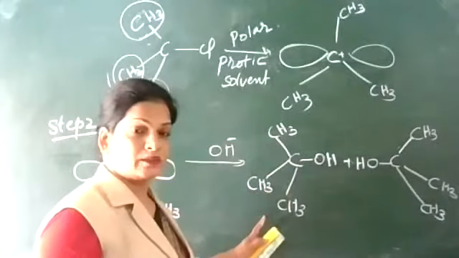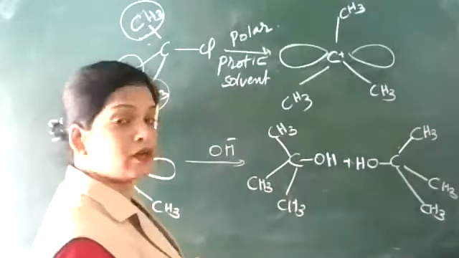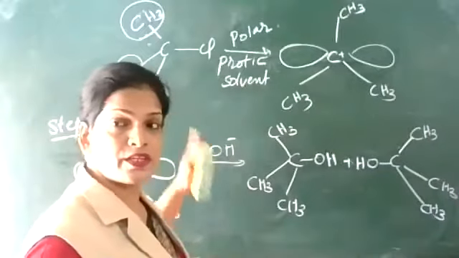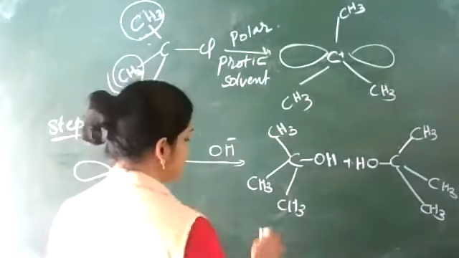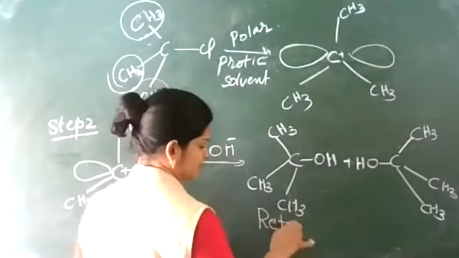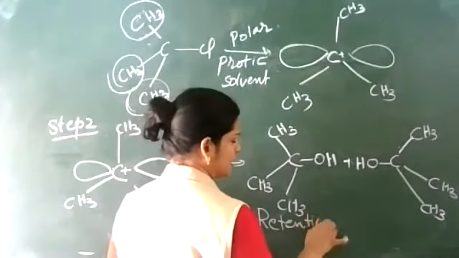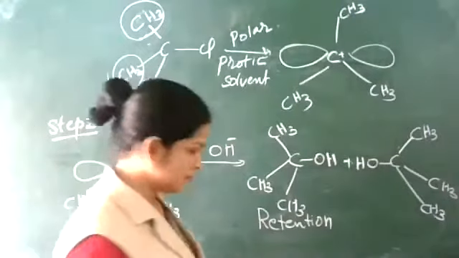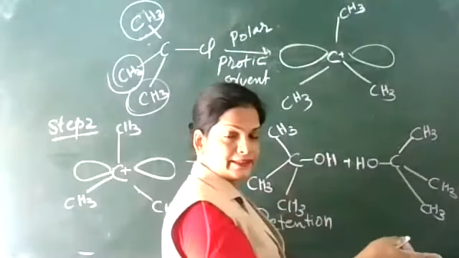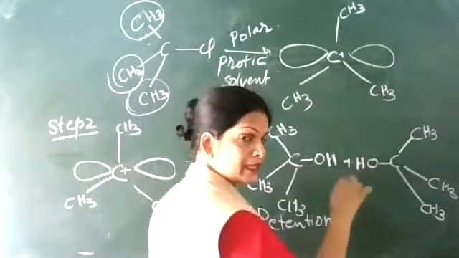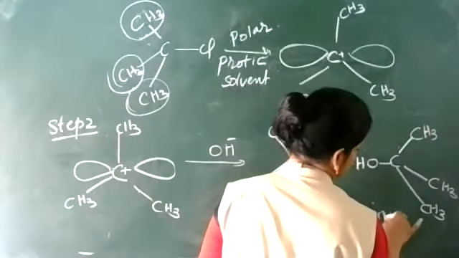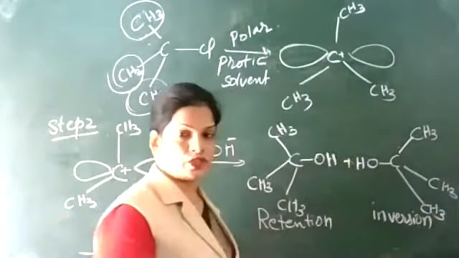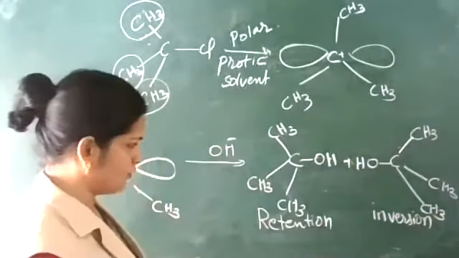This is retaining the original configuration, so we call it retention. While the other one got inverted, just like in SN2, we call it inversion. Retention and inversion of configuration.